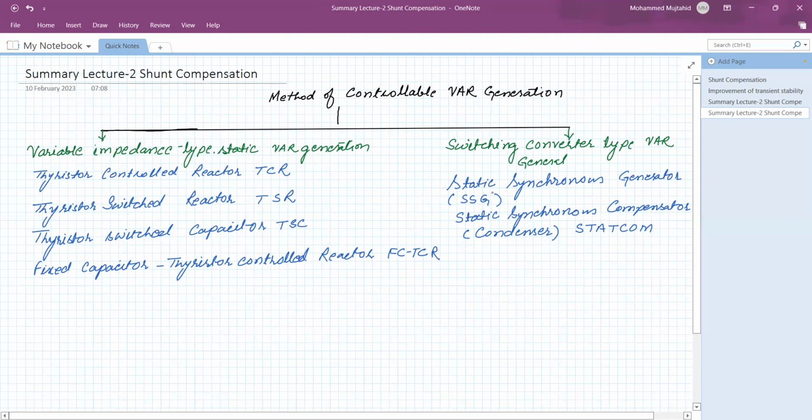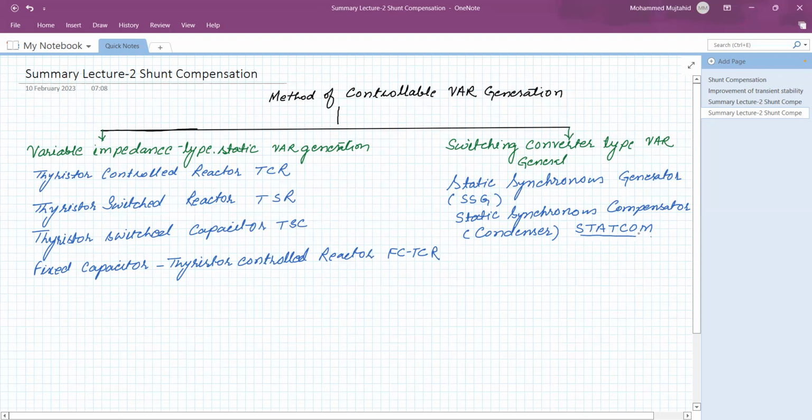The basic operation of the switching converter type VAR generator or VAR absorber is similar to the synchronous motor. Whether the synchronous motor is overexcited or underexcited, it acts as a FACTS device, but it is a rotating machine. As it is a rotating machine, it consumes active power and maintenance is needed on the rotating part. So this rotating part is replaced by a static one. It is called a static synchronous generator, SSG, or static synchronous compensator or condenser. It is a very popular one, the STATCOM.